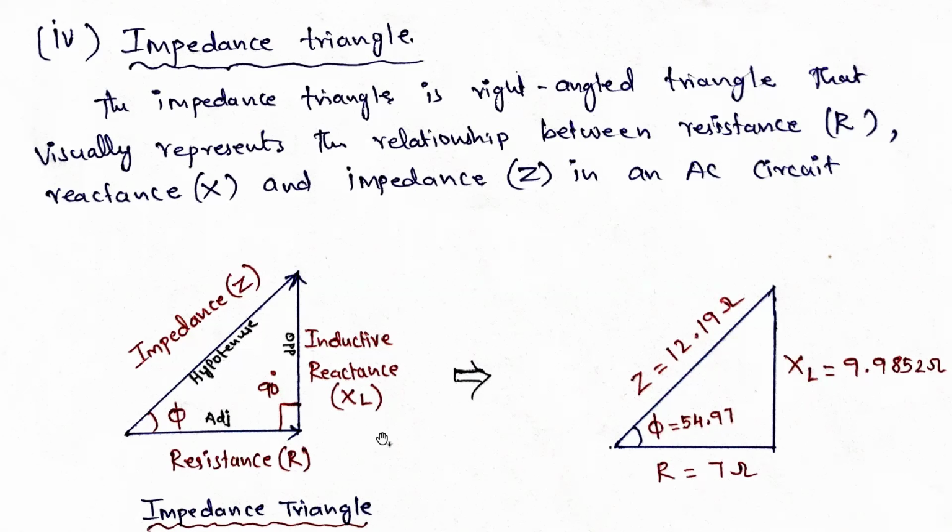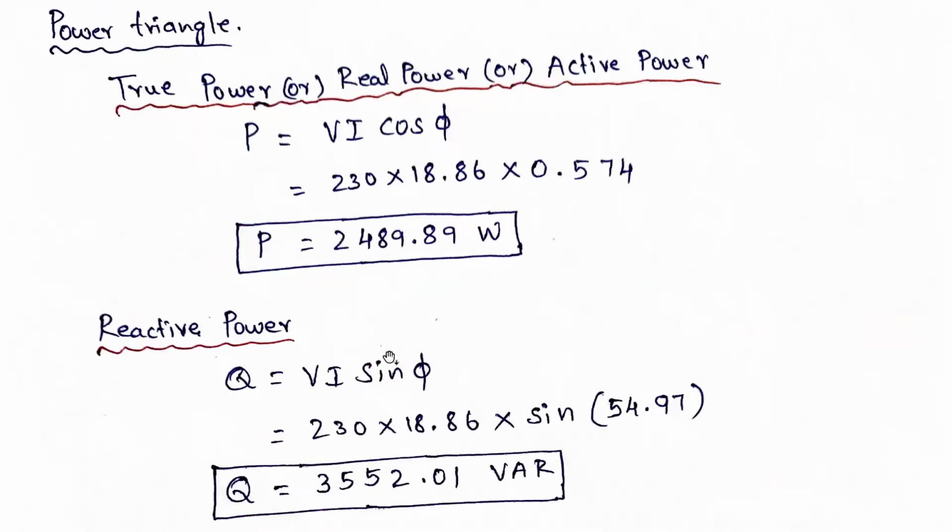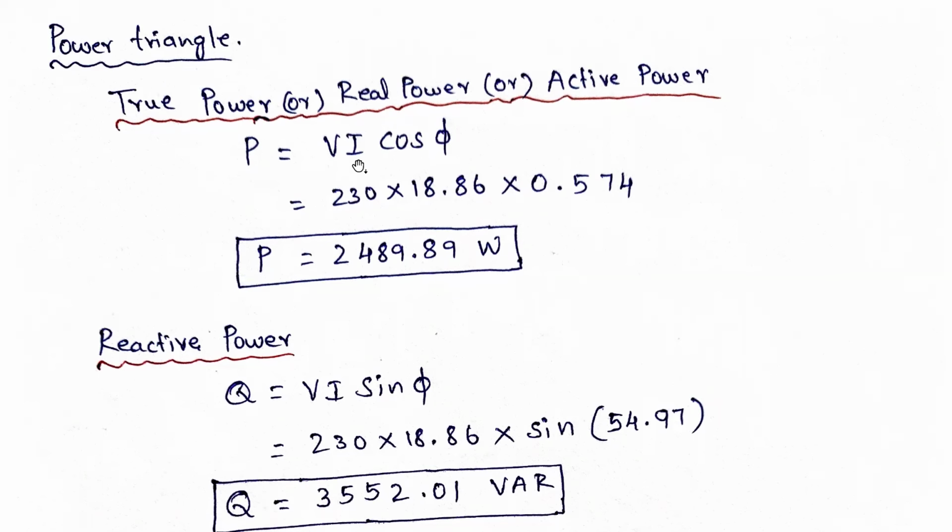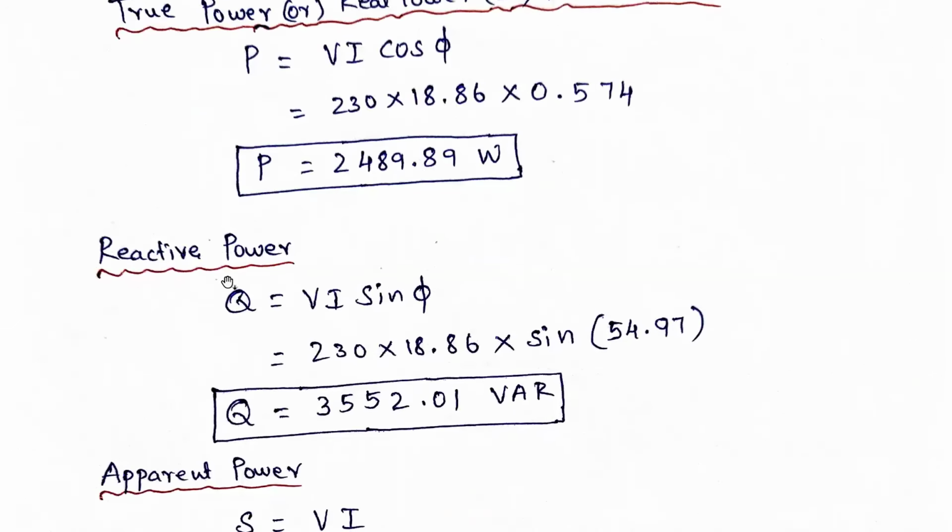Now, what is asked in the problem is the power triangle also. For calculating the power triangle, we need to calculate three factors. One is true power or real power or active power. The formula for real power, true power or active power is VI cos phi. We know V is 230 volts, I we calculated as 18.86, and cos phi we calculated as 0.574. If we simplify, we get the real power as 2489.89 watts.